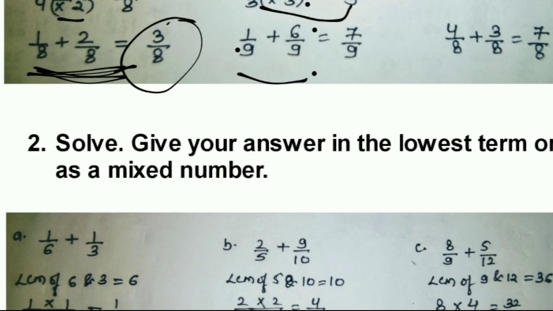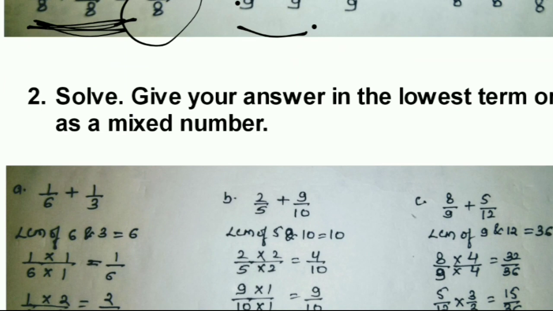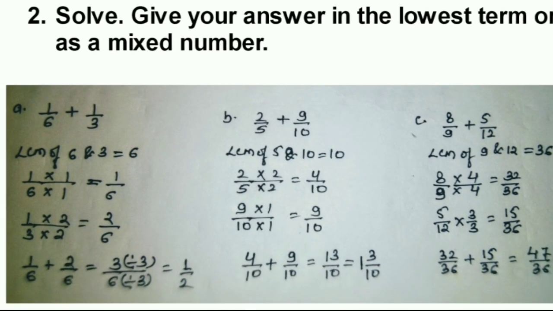Like this question you have to solve. Next, number 2. Solve. Give your answer in the lowest term or as a mixed number. Just now we have learned the mixed number. When the numerator is greater than the denominator, it means that is an improper fraction. So in that condition we will convert it to a mixed number.